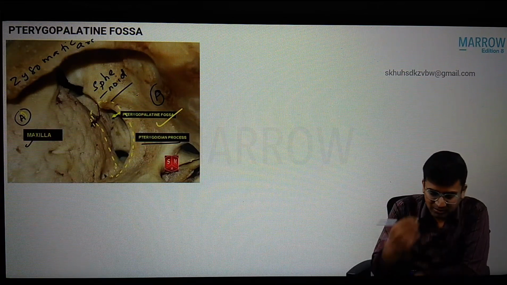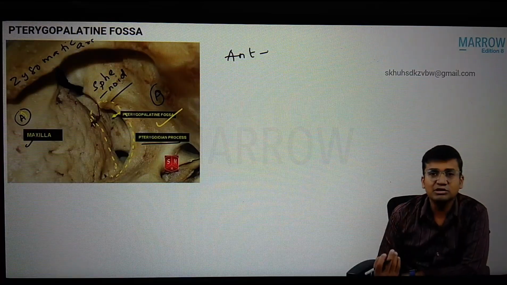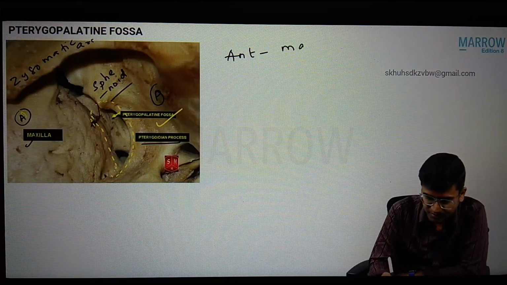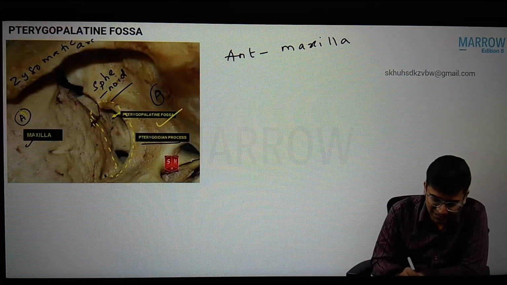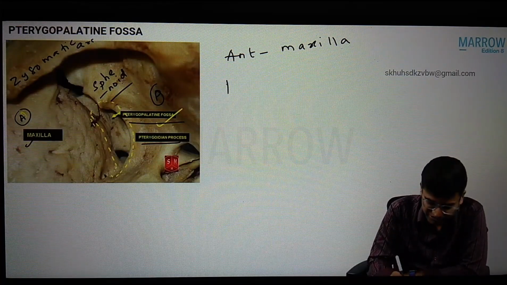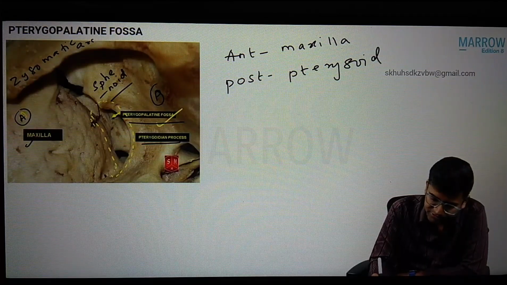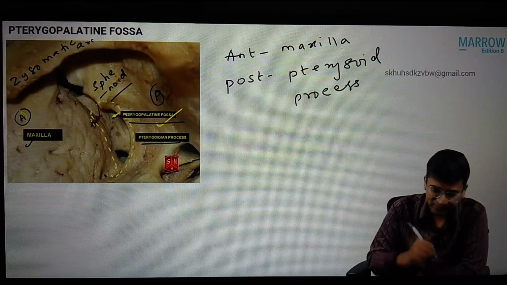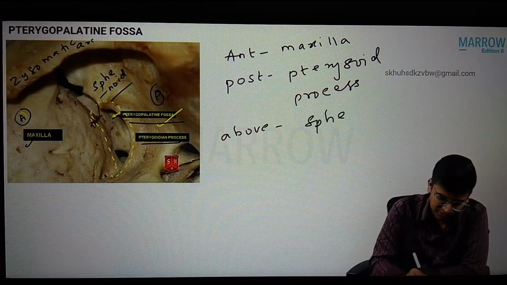Okay. Now, what is the boundary for the pterygopalatine fossa? Anteriorly, we have one bone. Which bone? Maxilla bone. So, anteriorly, maxilla bone. Very good. Posteriorly, the pterygoid process. Okay. Above, sphenoid bone.